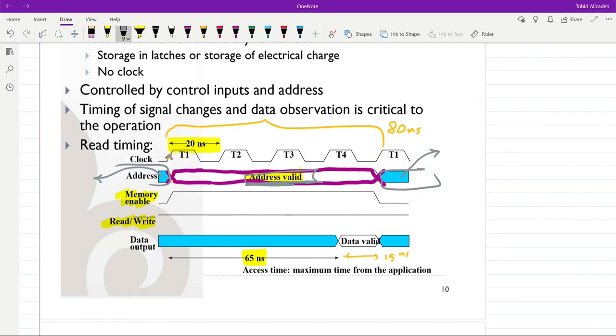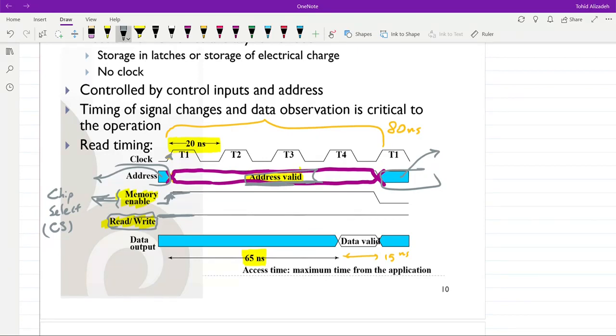At the rising edge of the clock for T1, the CPU provides the valid address line, and then the memory is also enabled. So memory enable becomes 1 in order to enable the memory. This is sometimes referred to as the chip select. We will use this later. Chip select, or CS, is another term used for memory enable. Then the read-write control command is kept at 1. So 1 here means that we are going to read from the memory.